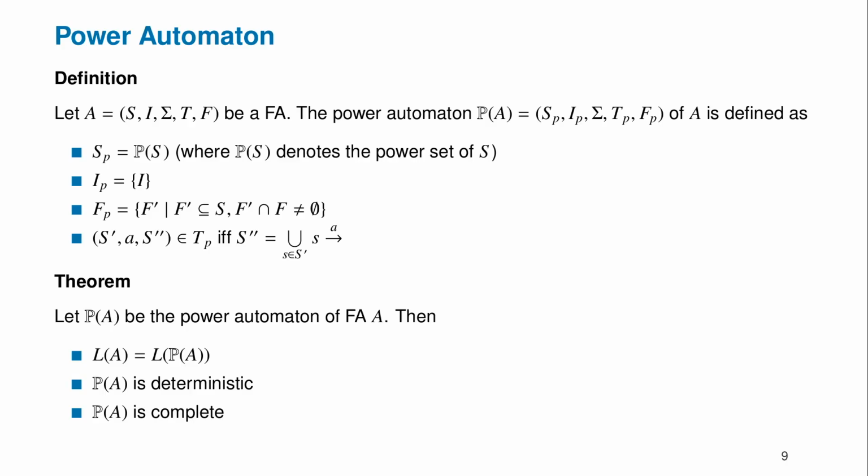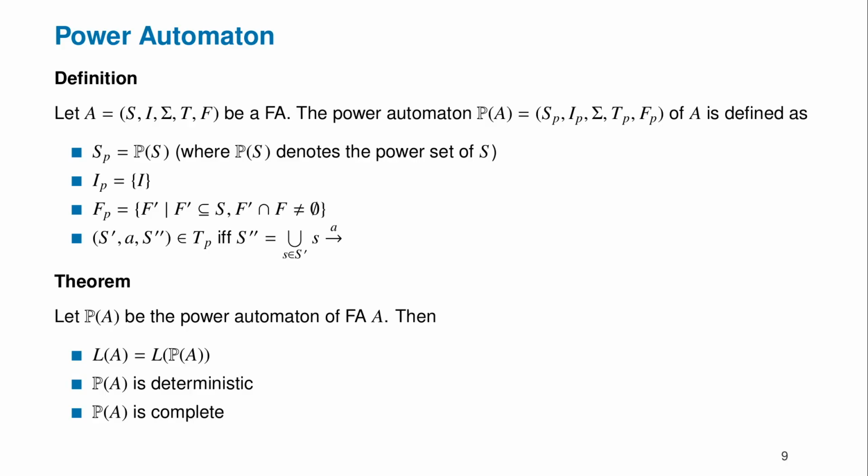When we take a final state from the power automaton and intersect it with the final state set of the original automaton, and the intersection is now not empty, then it's a final state in the power automaton. And finally, we have to define the transition relation of the power automaton, which is in fact now a transition function.